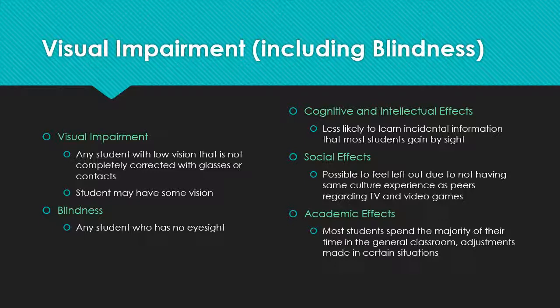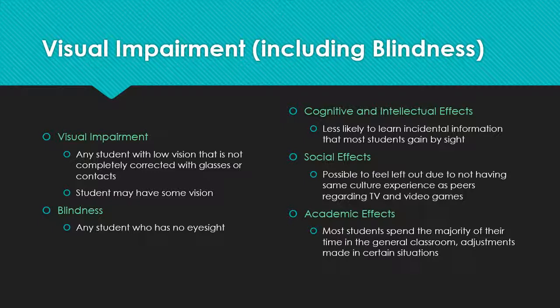So for visual impairment, which can mean two things basically. It can mean low vision, where the student's vision is not corrected with glasses or contacts. So they may be able to see some, but there's definitely difficulties there. And then there is blindness, which literally means there's no eyesight.